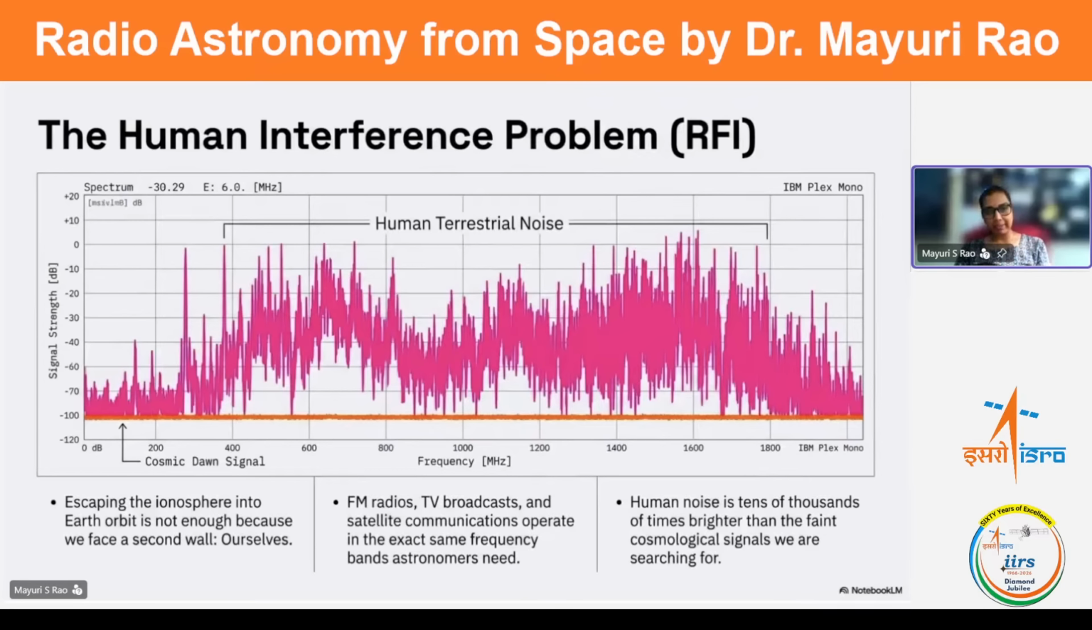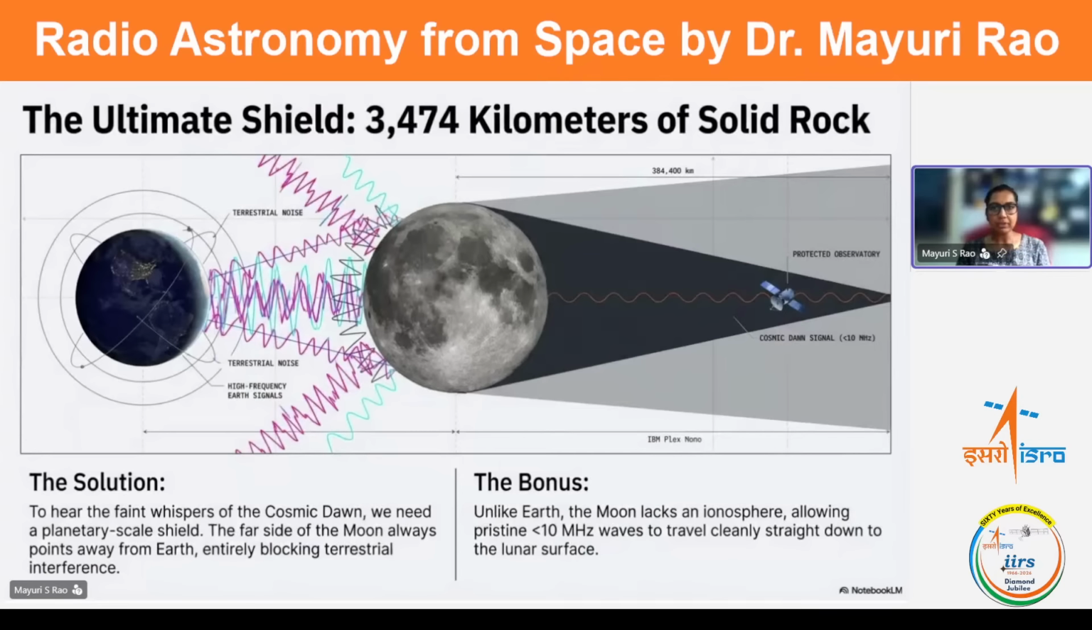So if you go to space, you see a lot of interference from things like FM radio, TV, satellite communications, maritime communications. Okay. So it's not possible to shut down these operations because these are essential operations. What you need instead is a radio quiet location in space. And luckily for us, at least as of now, such a space does exist. Okay, which is the far side of the moon.